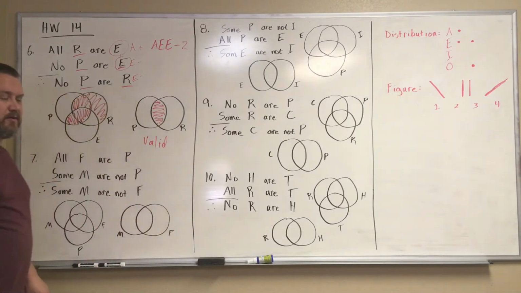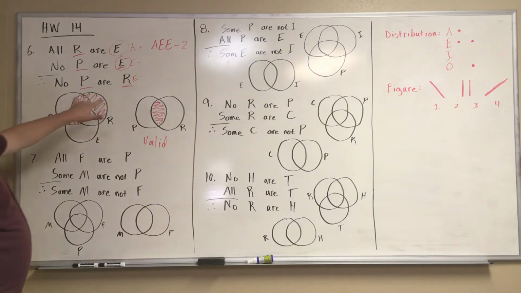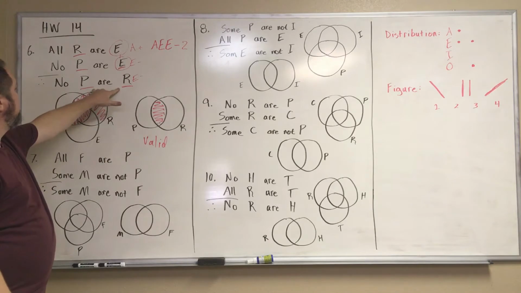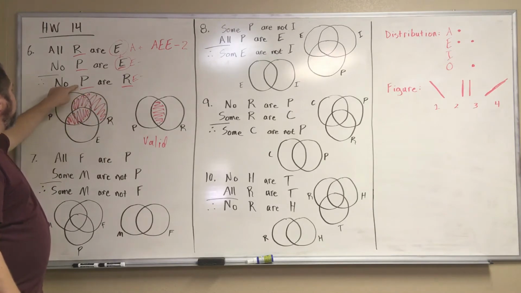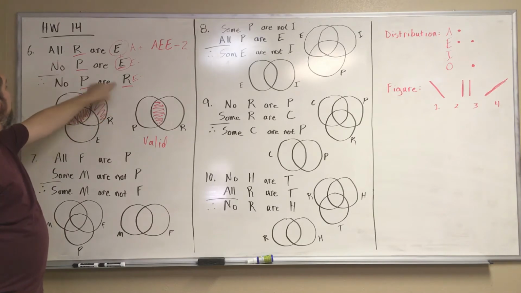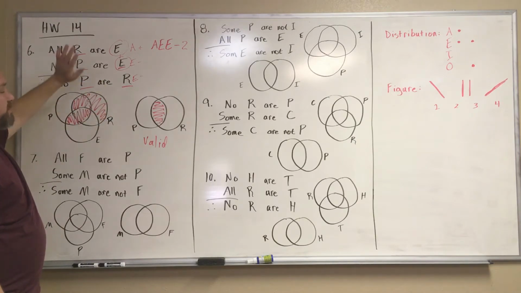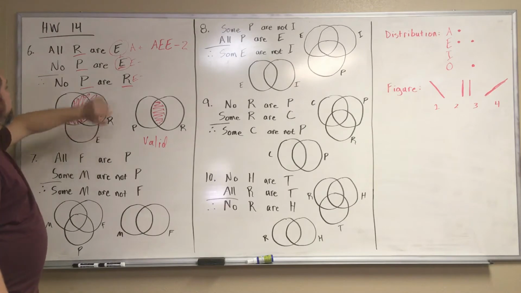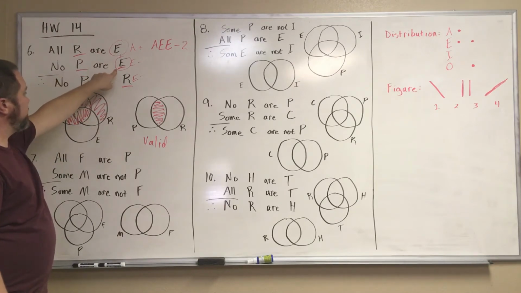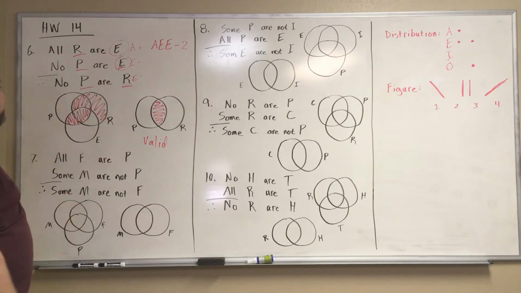Let's double check by going through the rules. Anything distributed in the conclusion has to be distributed in the premises. P is distributed in the second premise. R is distributed in the first premise. We're good. Middle term has to be distributed at least once. It is here, so we're good on the distribution rules.